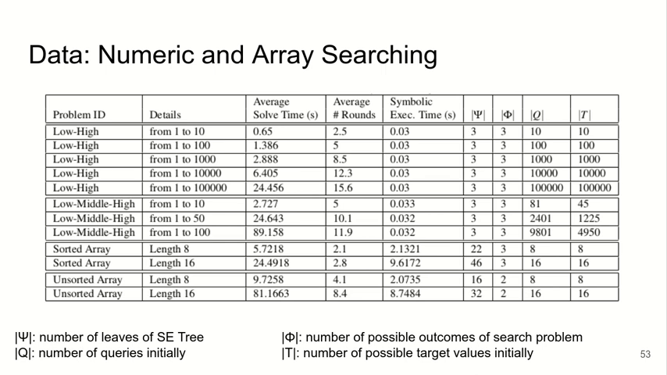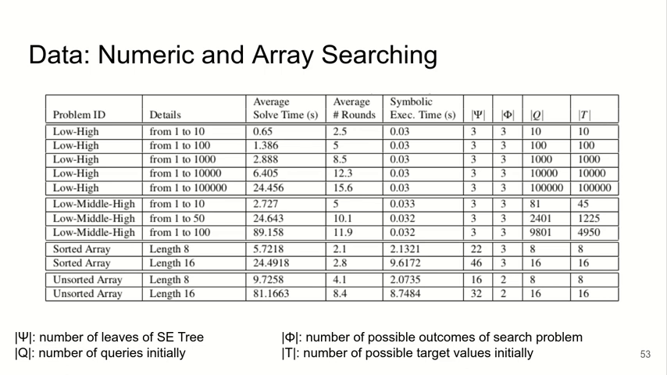So here we can see data from some numeric and array searching problems, including the high-low and high-middle-low problems mentioned earlier. The sorted array searching at the bottom is very similar to high-low, but it uses array accesses and thus takes more time on average to compute. A notable amount of this time is taken by the symbolic execution step.